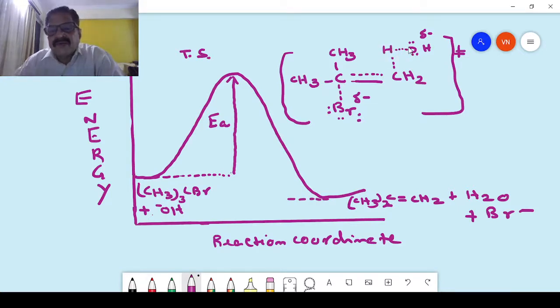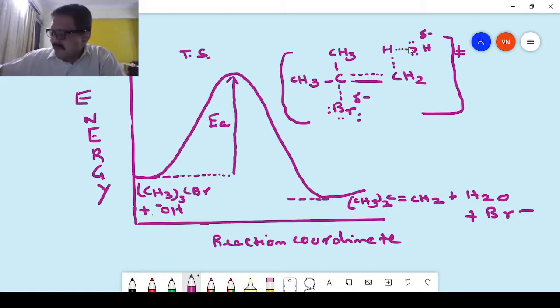Like this, we'll have to show. Therefore, there will be 4 bonds partially formed. That is, 4 bonds are broken, 4 bonds are formed here. So 4 atoms from the starting alkyl halide there. Okay, now 2 carbon atoms are there. Then there is 1 leaving group and there is 1 hydrogen atom here. Okay, so this is the type of transition state here.